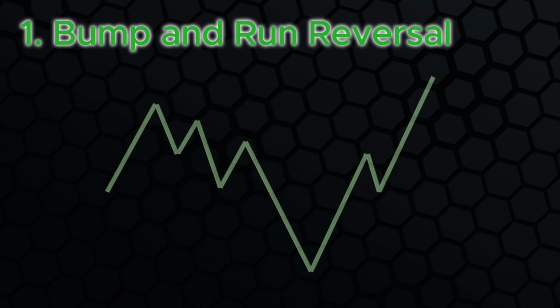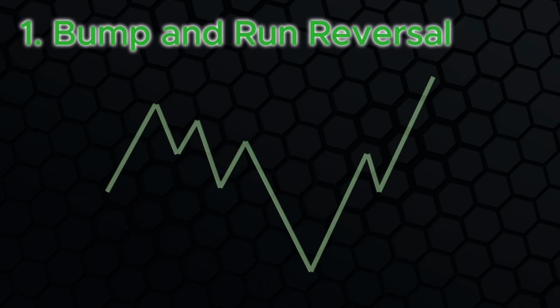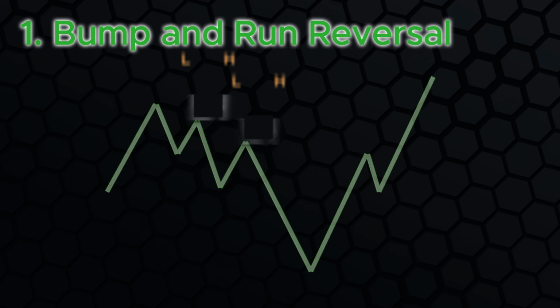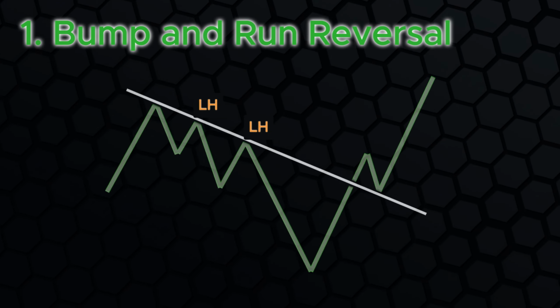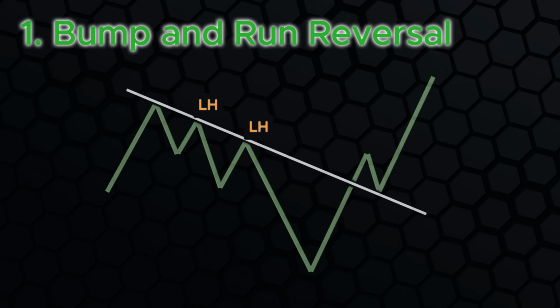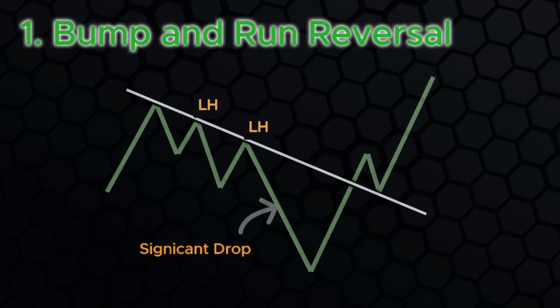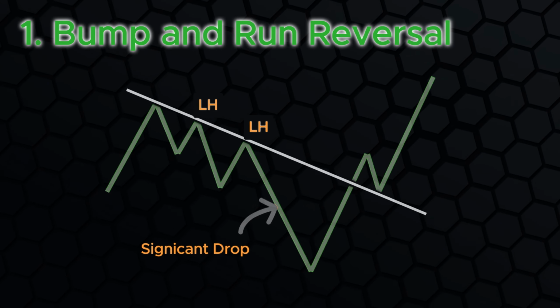The bullish version of the bump and run reversal looks like this, and the bullish bump and run reversal pattern starts with 1 or 2 consecutive lower highs, which allows the trader to draw a downsloping trend line by connecting these highs, and after that, the trader will be able to spot a significant drop in price in a movement that exhausts the energy of sellers.